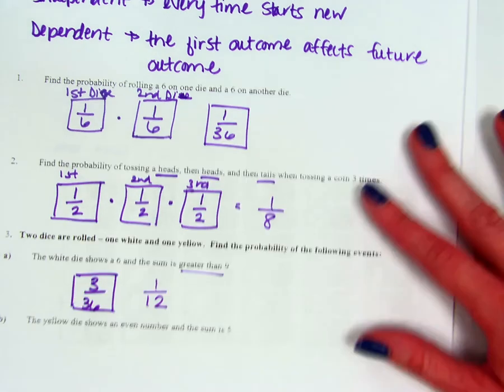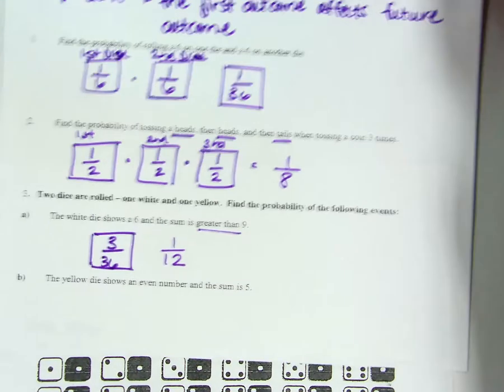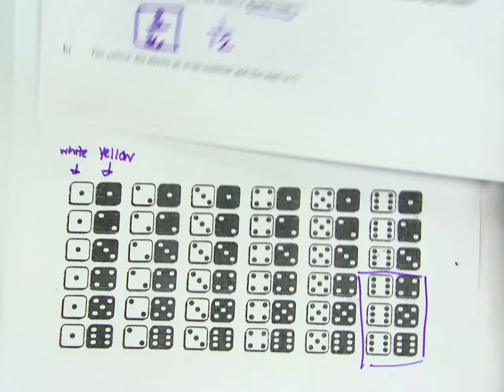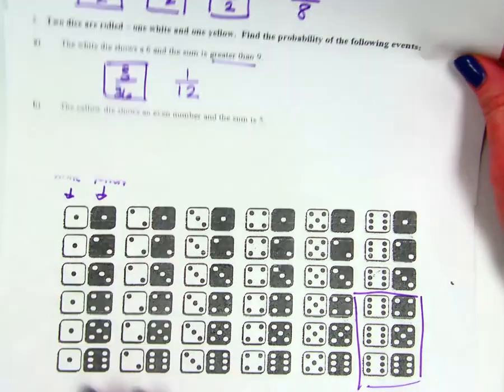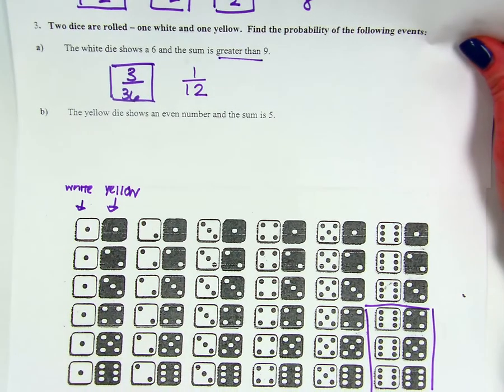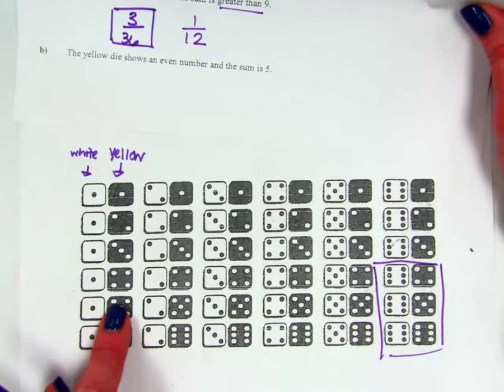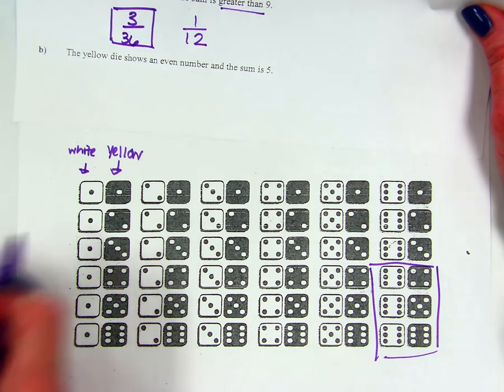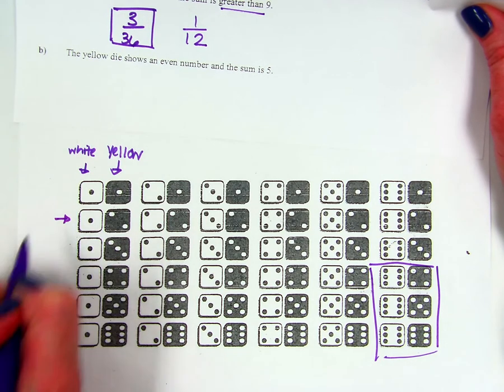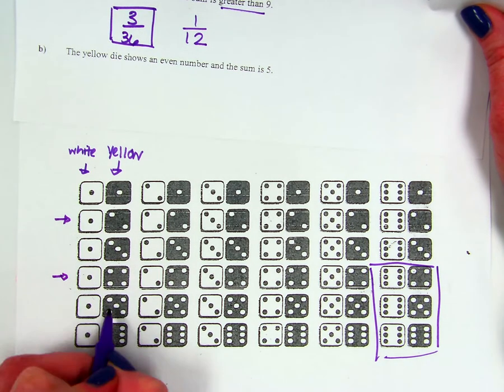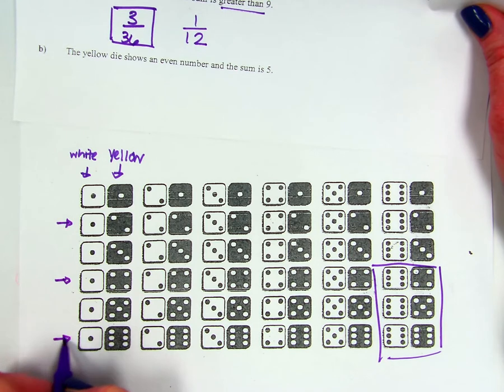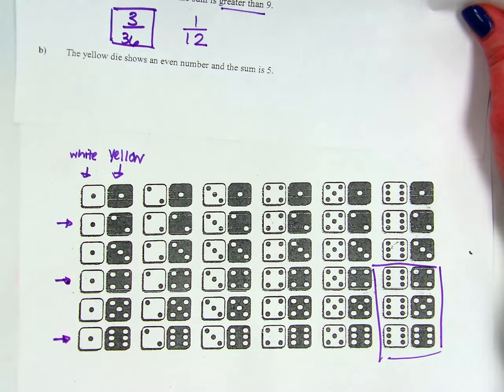So we're going to look at our die sheet again here. So we have our white and our yellow. So it says our yellow die shows an even number, and the sum is 5. So here's all of our yellows. So we're going to look at our even numbers. So these here are possibilities. These are yellow evens, and these are all yellow evens. And it says the sum is 5.